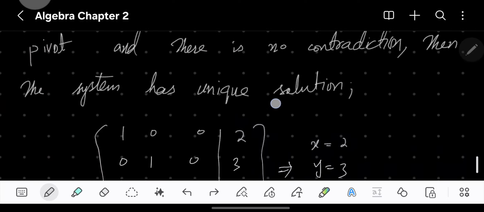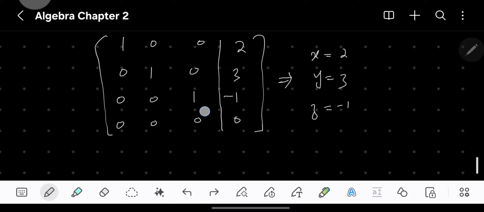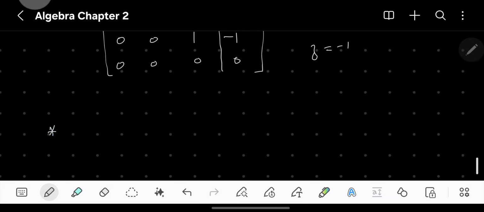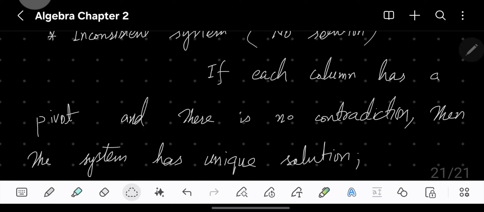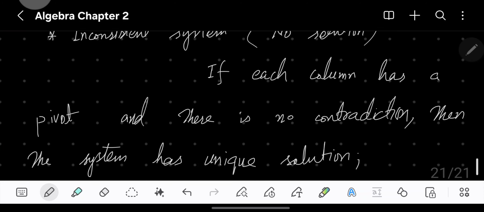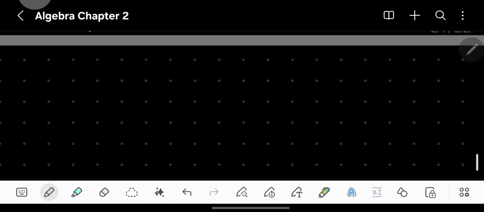The second case is inconsistent solution. Inconsistent system means there is no solution. So this is the similar case. If each column has a pivot entry and there is a contradiction, then the system has no solution. Okay, here is an example.